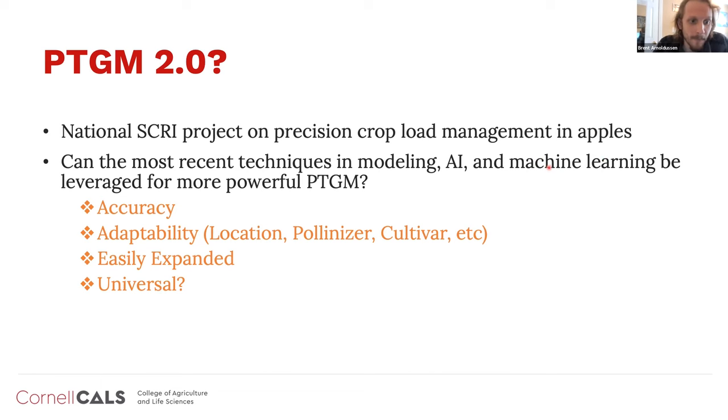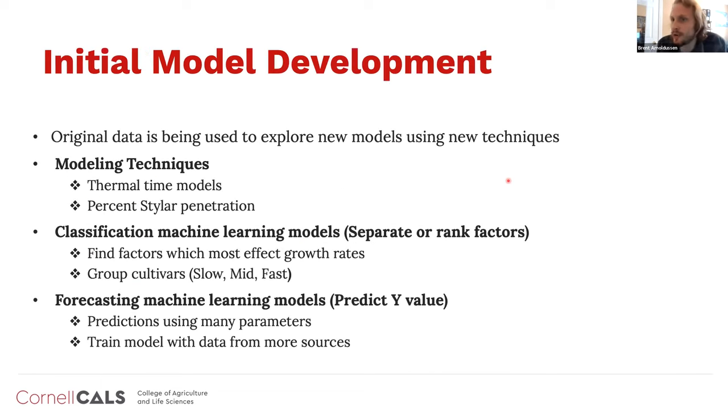So I could go to the next slide, Greg. Initially, what I'm doing right now is taking the original data that Greg mentioned that's been collected from essentially 2005 to about 2017, and using some different techniques to do some different things with the models. The first thing I'm looking at is different model techniques. Things like making a thermal time model, which is like a growing degree hours model, which assumes that pollen tube growth can't happen below a certain temperature. And also looking at something called the percent styler penetration. So instead of looking at what the growth rate would be at given temperatures, it's basically how much the stigma is being penetrated by the pollen tubes.